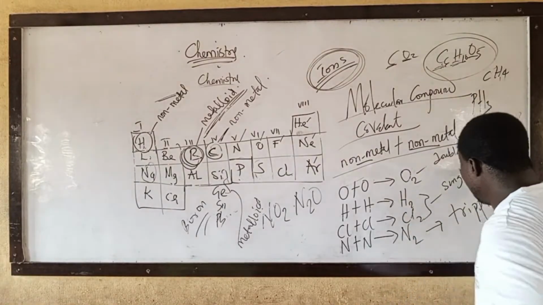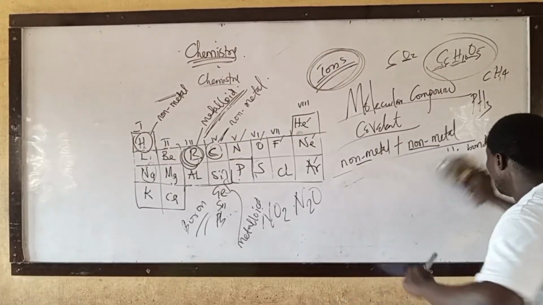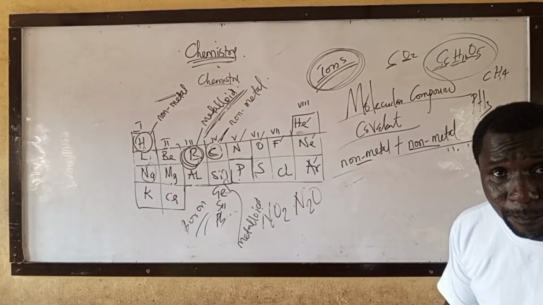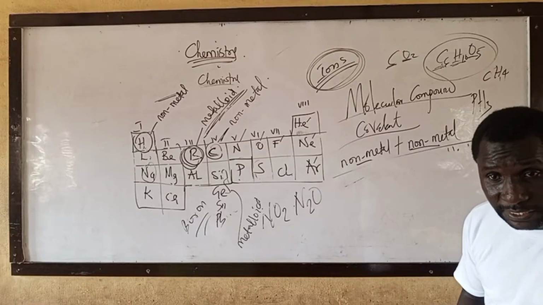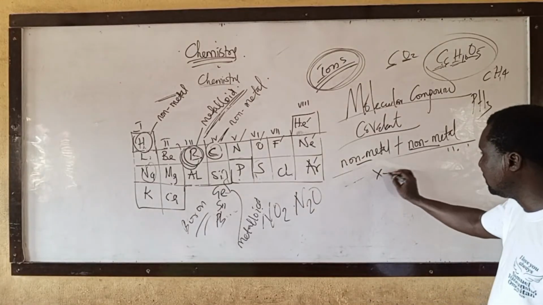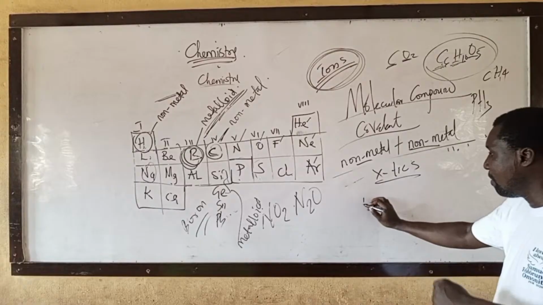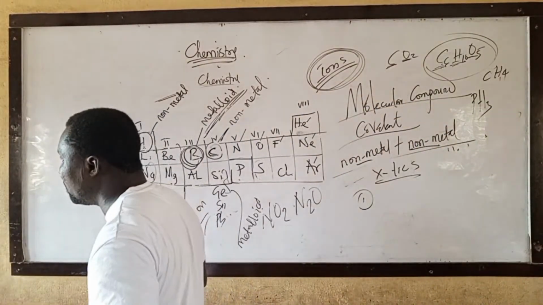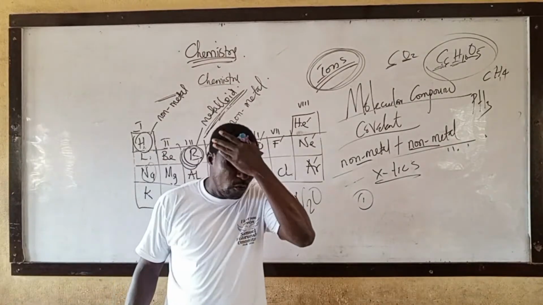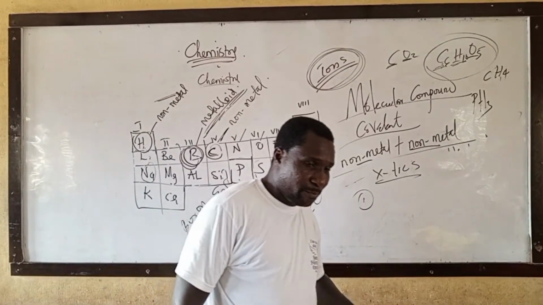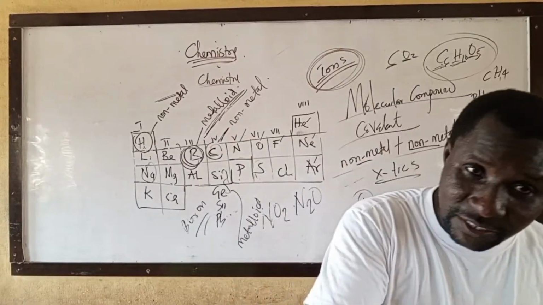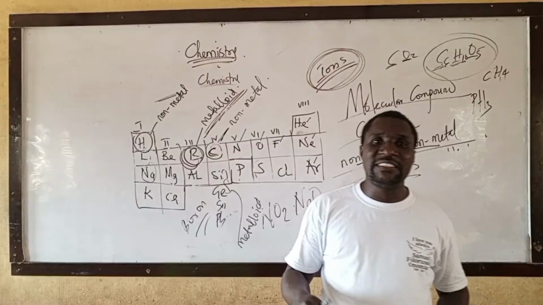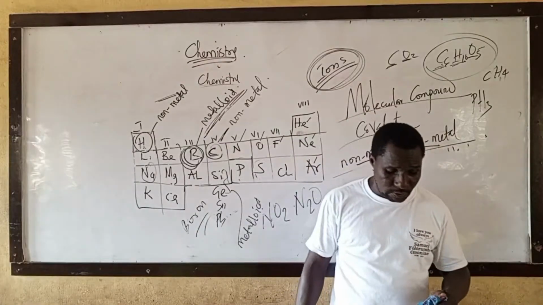God bless you. Then I told you, when you have non-metals and non-metals, that is what forms a covalent compound. Then let us look at the characteristics of covalent compounds. Number 1, characteristics of covalent compounds. Please, if there is any question, drop it in the group.